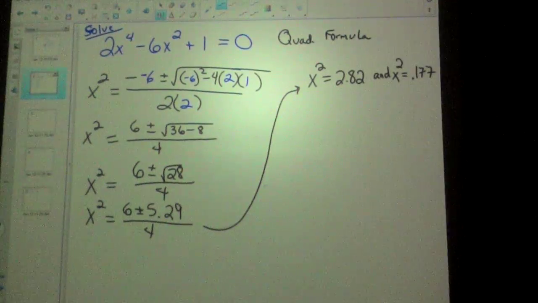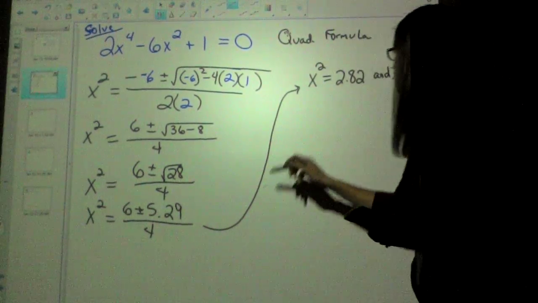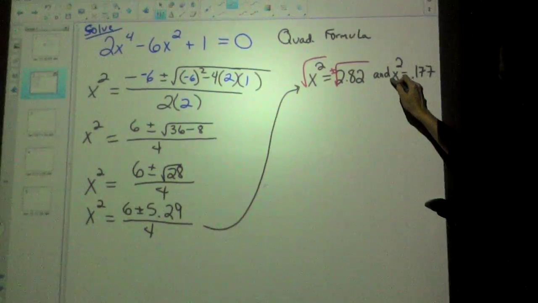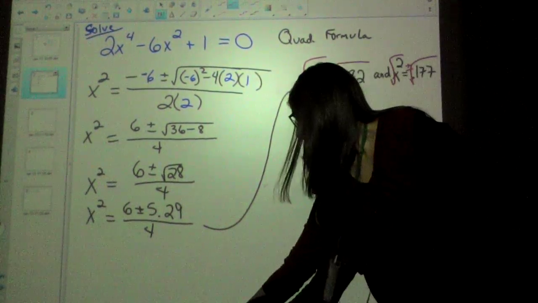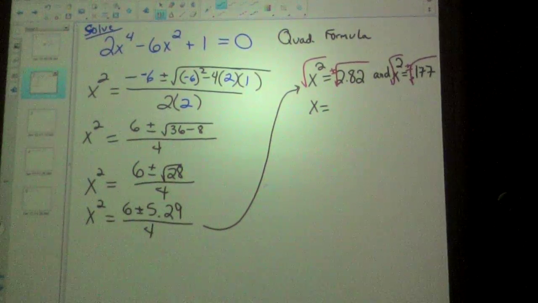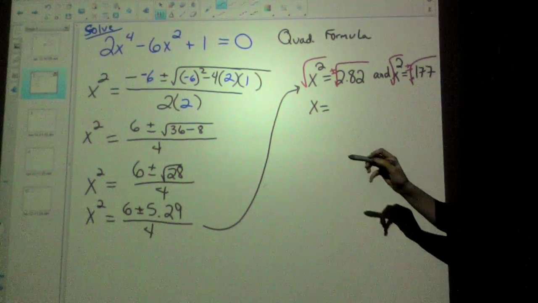Take the square root, and yes, you're going to have plus and minus on both of them. Okay, so you need to take the square root, and don't forget about needing to put plus and minus on the number side when you do that. Okay, so x equals whatever the square root of 2.82 is, and now I am going to have to round because I didn't keep it. Gives me 1.68.